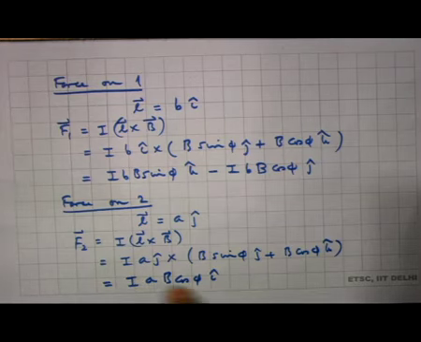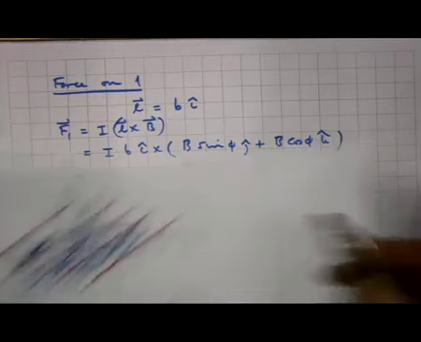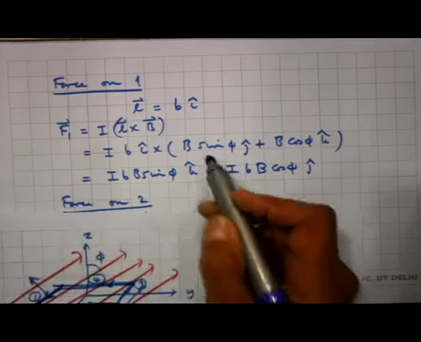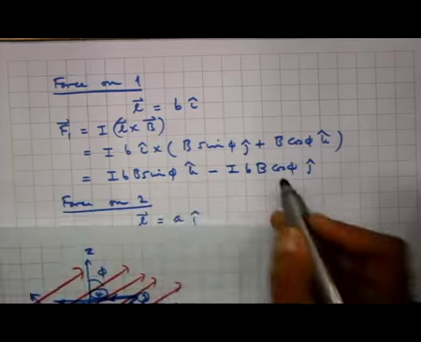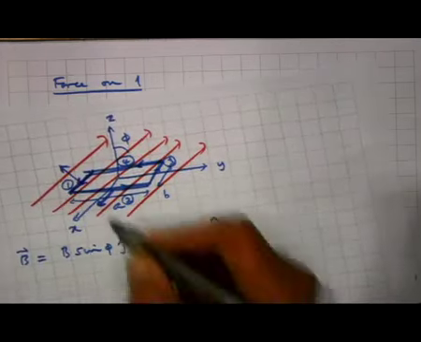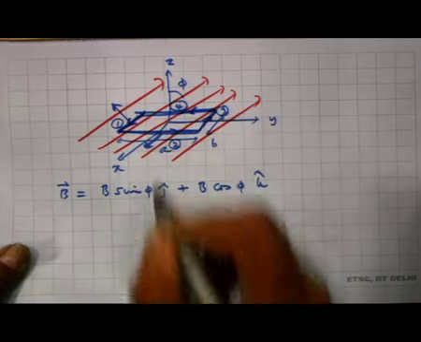Remember, this force has only an x component, so it must be acting like this. The force F 1 has both y and z components. It has a positive z component and a negative y component, so it is a force acting like this. So, I have calculated the force on this current element and on this current element. Similarly, I need to calculate the force on the other two elements.